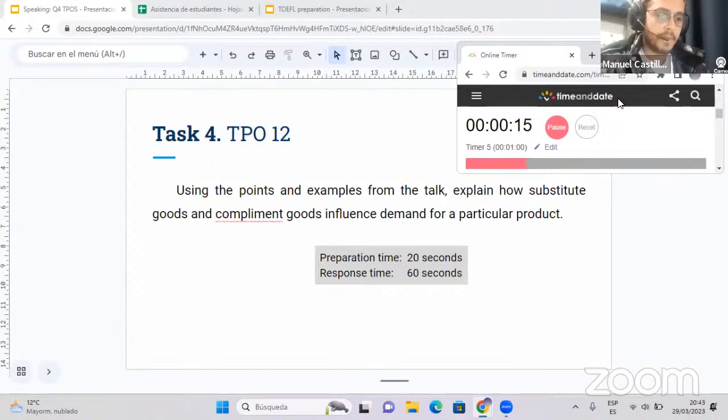And then she goes on to explain about the complements, like she talked about how these two products make a good combo. And she gave the example of the CD and CD player.